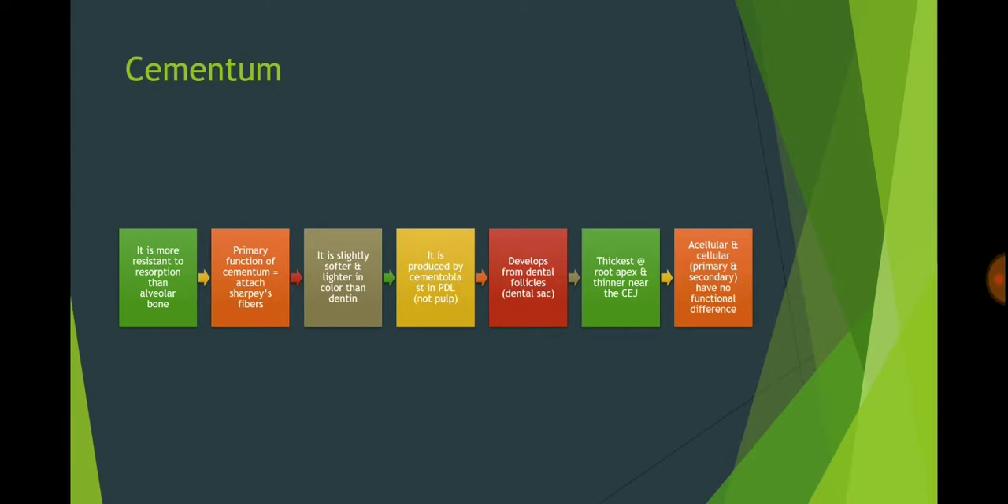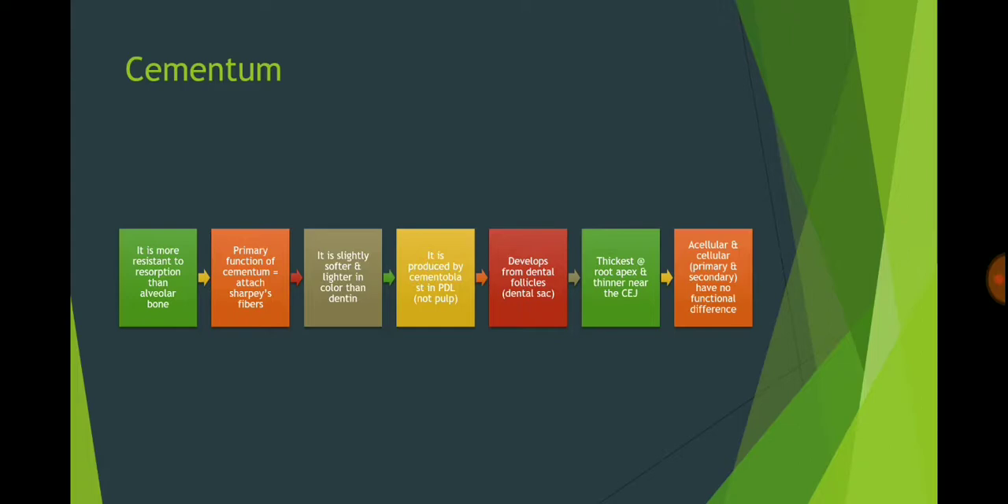So cementum is more resistant to resorption than the alveolar bone. That's why you're able to orthodontically move teeth without resorbing the roots. However, if you apply too much force, of course, you're going to resorb the roots. However, cementum in general does not resorb, and it's more resistant than the alveolar bone. The primary function of cementum is to attach Sharpey's fibers. It's slightly softer and lighter in color than dentin.